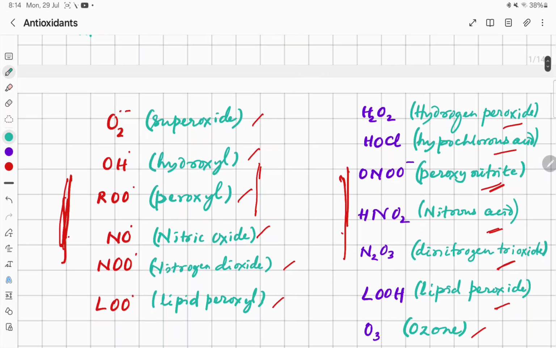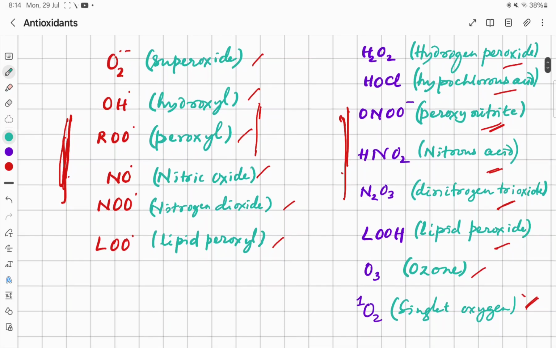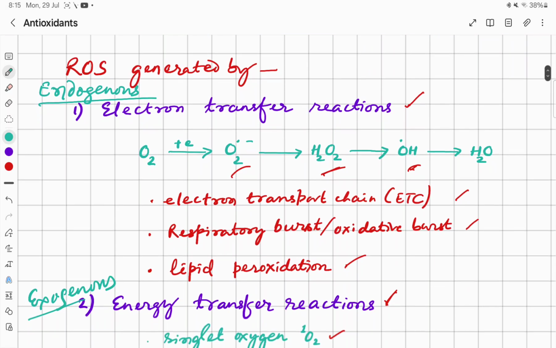And H2O2, HOCl, hypochlorous acid, peroxynitrite, nitrous acid, dinitrogen trioxide, lipid peroxide, ozone, singlet oxygen, all these are non-radicals. These free radicals have a lone electron in their outermost orbit, so they are called free radicals. And these non-radicals are also called reactive oxygen species because they can also generate the free radicals.